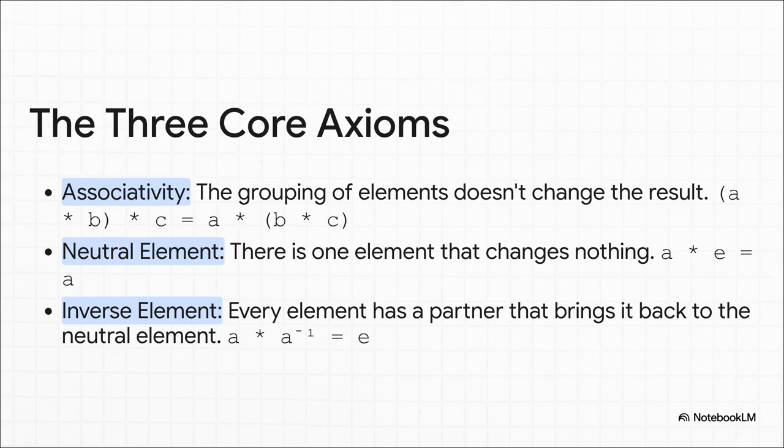Second, there's always a neutral element. Think of it like the number 0 in addition. It's the one thing you can combine that does absolutely nothing. And third, every single thing in the group has an inverse element. A partner, basically, that undoes the operation and gets you right back to that neutral do-nothing element. See? Simple, right? Let's see what this actually looks like in practice.